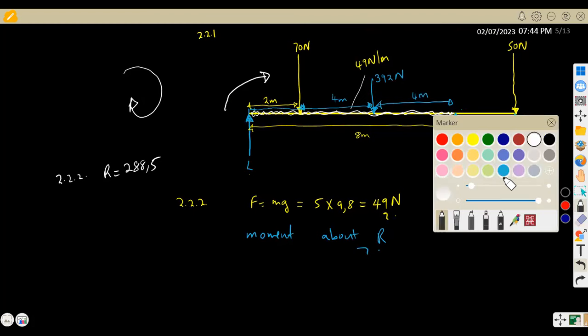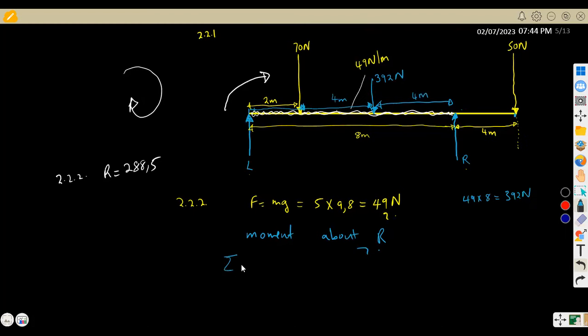So our formula, it's best for us to write it as: the sum of the clockwise moments is equivalent to the sum of the anti-clockwise moments. So which forces are moving in the clockwise direction? We've got L in this direction. If we look at 70 here, it's moving in this direction, which is not clockwise. The 392 is moving this direction, which is not clockwise. But if we check the 50 here, it's moving in the same direction, which is the clockwise. So these two are going to be together.